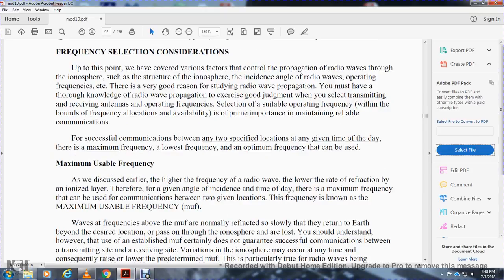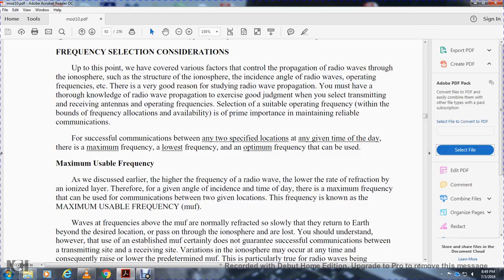All right, frequency selection. Up to this point, we have covered the various factors that control the propagation of the radio wave through the ionosphere: the incident angle of the radio wave, the operating frequency, etc. There are very good reasons to study radio wave propagation. You must have a thorough knowledge of radio wave propagation to exercise good judgment in selecting the transmitting and receiving antennas and the operating frequency.